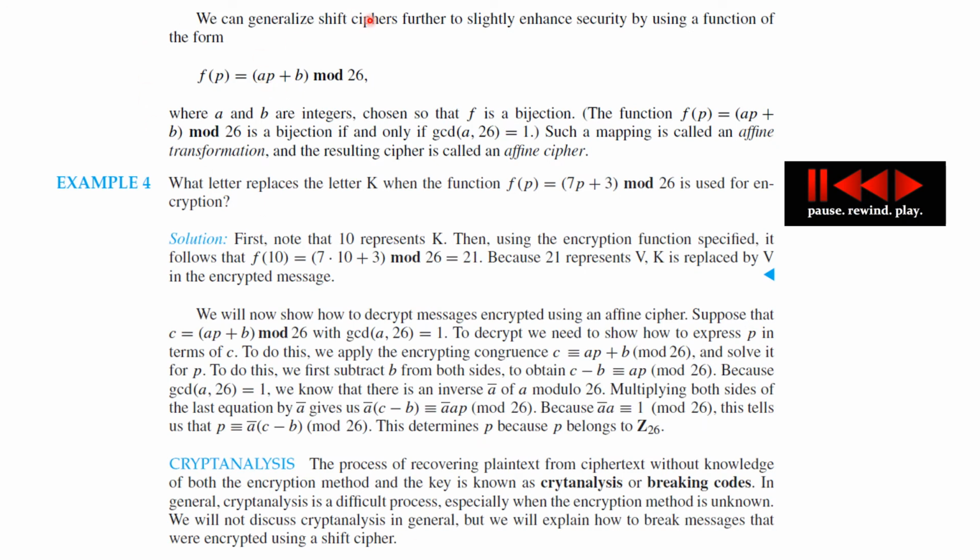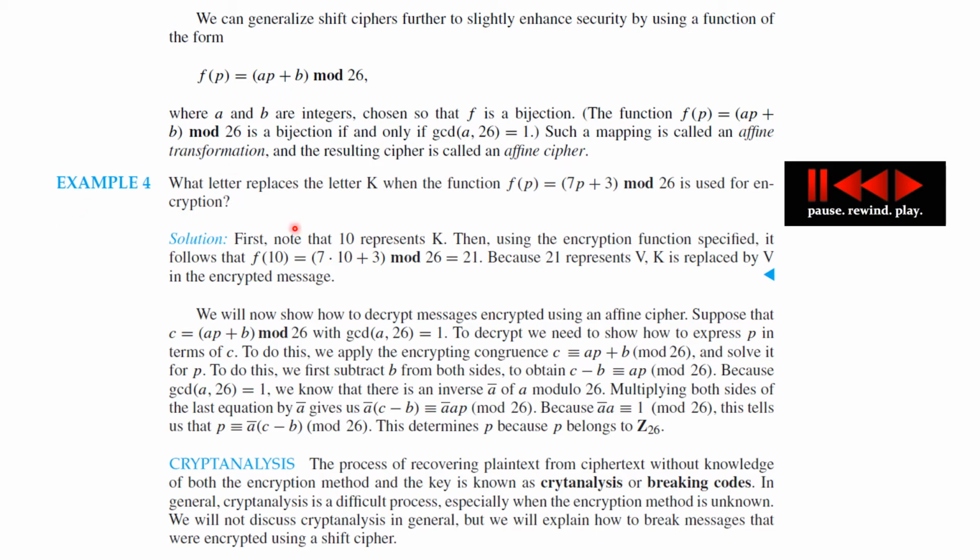Now you can generalize this shift cipher slightly to slightly enhance the security by using not just a shift, which here would be a shift of b, but also multiplying by a. Now since this is kind of like saying y equals mx plus b, this is called an affine transformation, and the resulting cipher is called an affine cipher. So you have to know a and b to decode it.